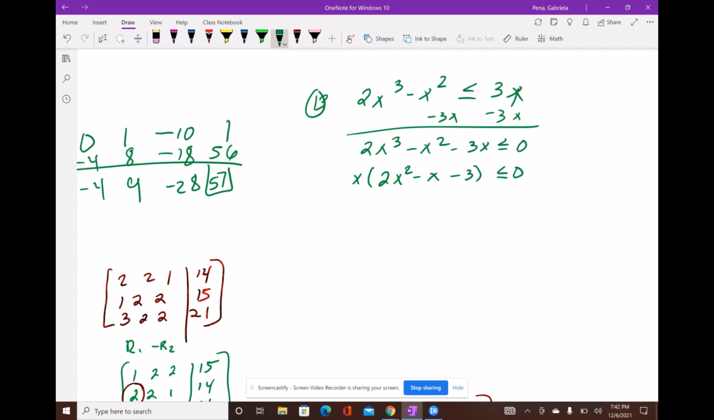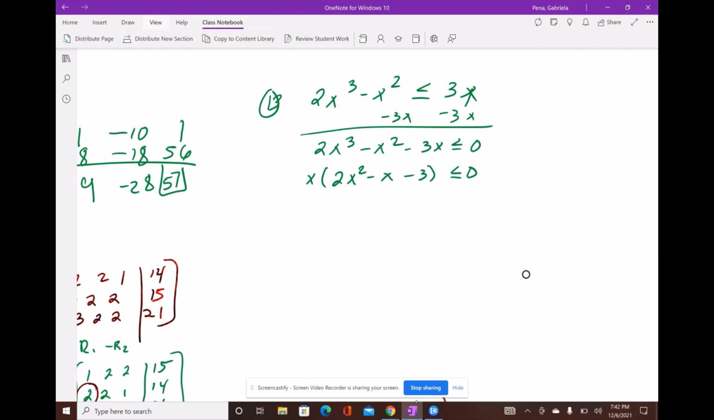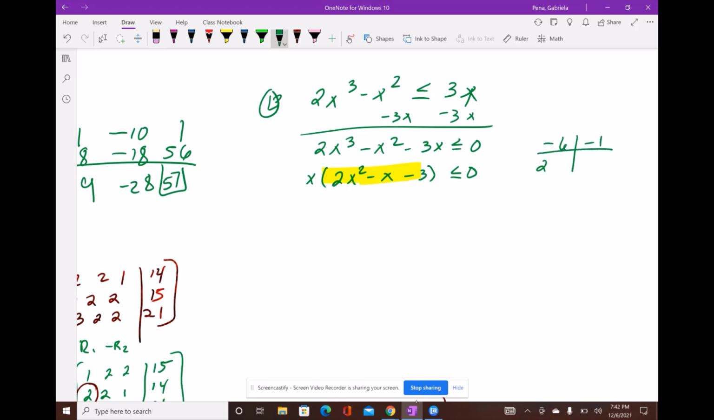We need to factor this equation the way we should know what we're supposed to do. So we get negative 6 and then negative 1. I have to use 2 and 3. Who has to be negative? The last one. So we get (x plus 2)(x minus 3), but now I have to divide by 2. So this becomes (x plus 1)(2x minus 3), correct? So we have x times (x plus 1)(2x minus 3) less than or equal to 0.